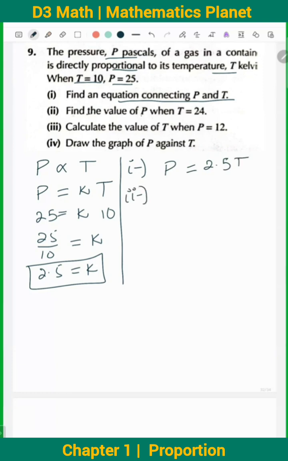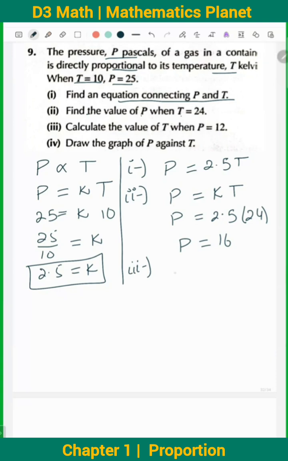Find the value of P when T is equal to 24. So we will again use the equation connecting P and T. What is the value of K? 2.5 and T is 24. Okay, calculate this please. 60. For the calculations, I'm just trusting you people, I'm not calculating myself. 60. Okay, so I hope you're giving me correct answers.